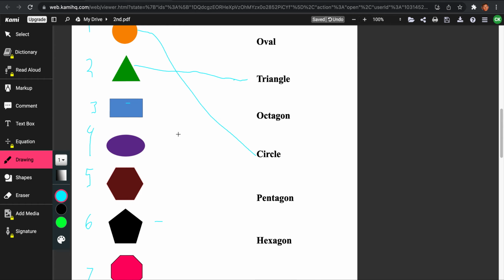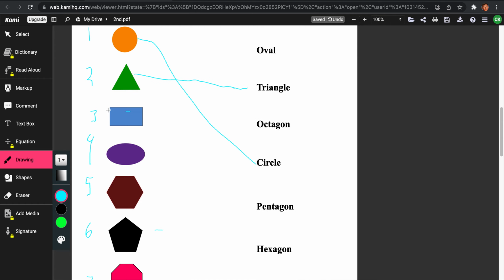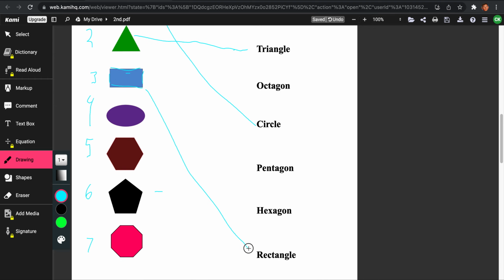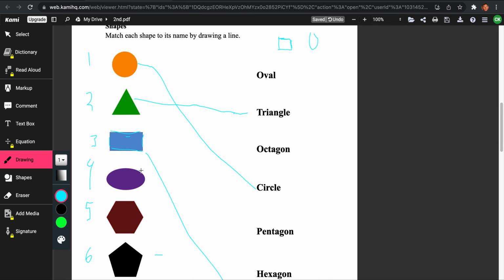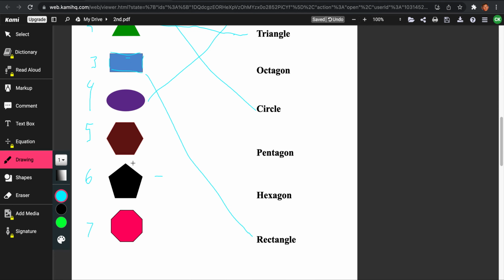Okay, let's do number 3. So this shape has 4 sides, but two sides are the same, and the other 2 sides are the same. So that means it's a rectangle. Okay, let's look at 4. Now looking at this, we can see that this one is a bit longer, meaning that this one is going to be an oval. Okay, let's do number 5, 6, and 7 as well.